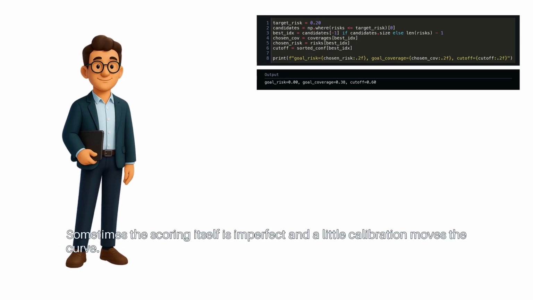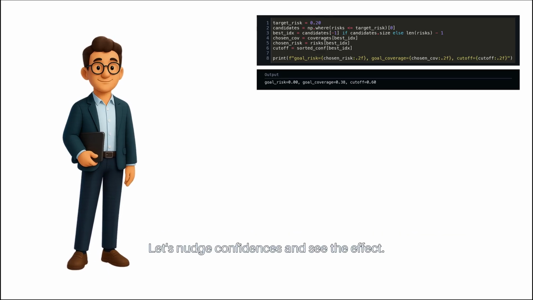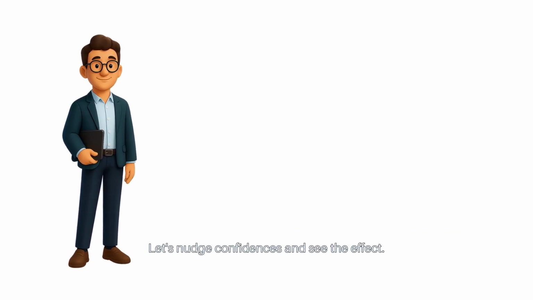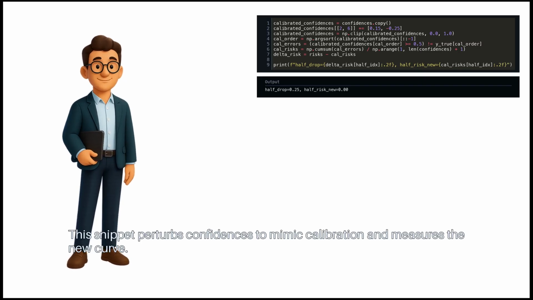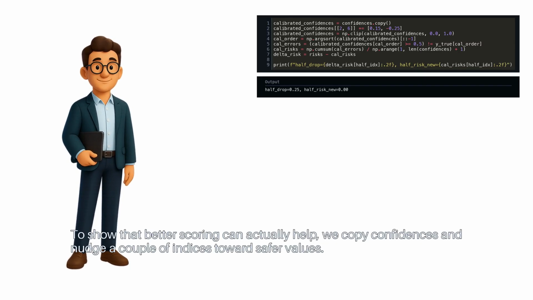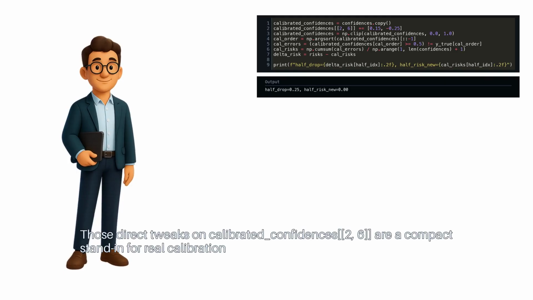Sometimes the scoring itself is imperfect, and a little calibration moves the curve. Let's nudge confidences and see the effect. This snippet perturbs confidences to mimic calibration and measures the new curve. To show that better scoring can actually help, we copy confidences and nudge a couple of indices towards safer values. Those direct tweaks on calibrated confidences are a compact stand-in for real calibration.